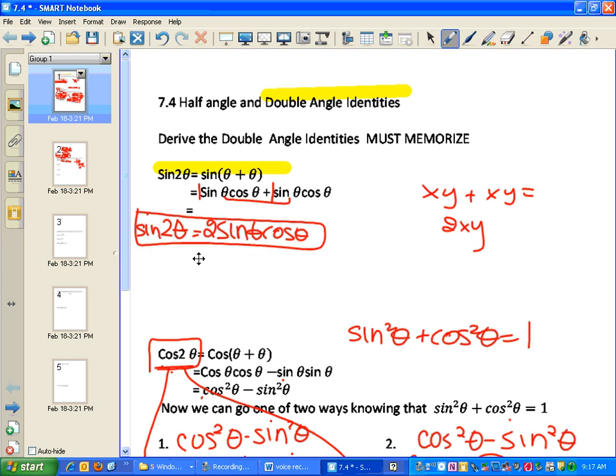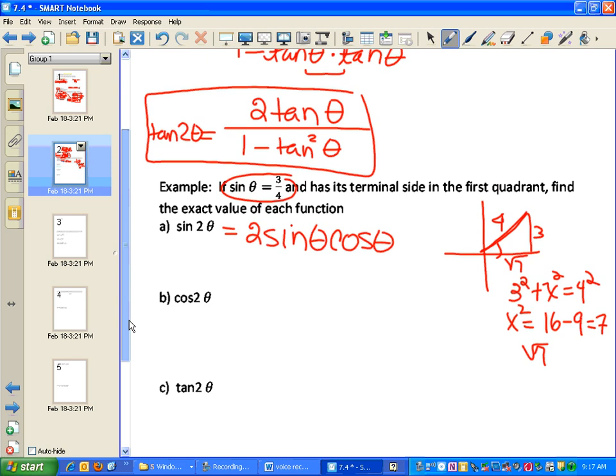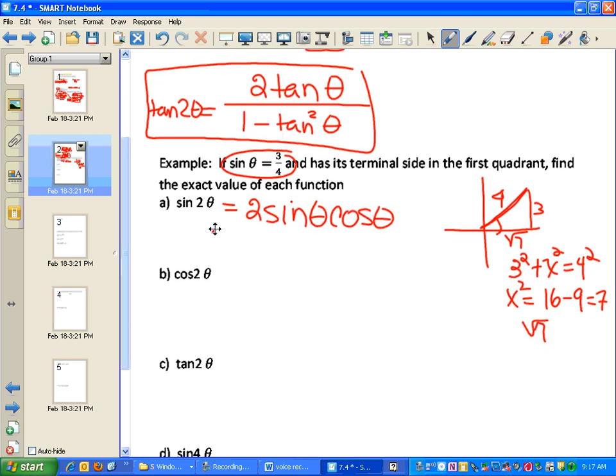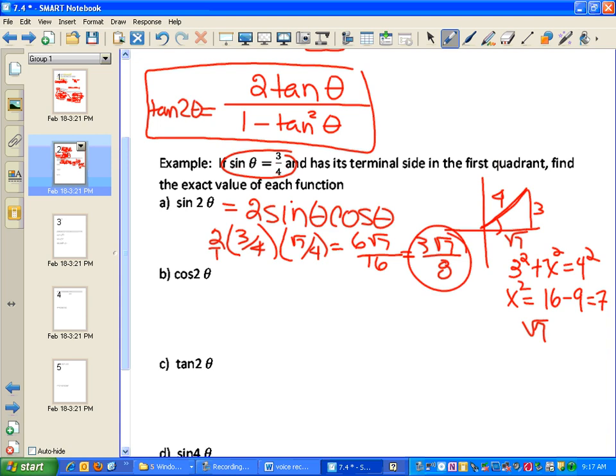We derived it up here. Okay. So we're looking at our notes. All right, so that means this is going to be twice the sine of theta, which is, and now the cosine of that same triangle is √7/4. So this is 6√7/16, which when we reduce it down is going to be 3√7/8. That's what sine of 2 theta would be. Okay? Y'all following that?